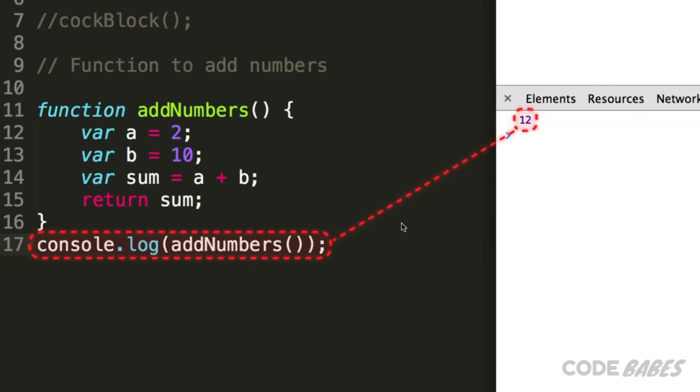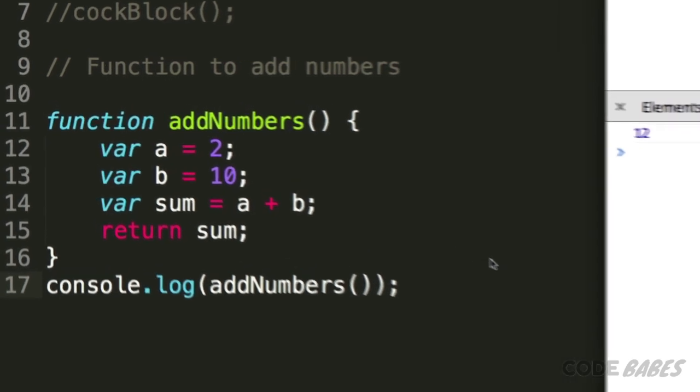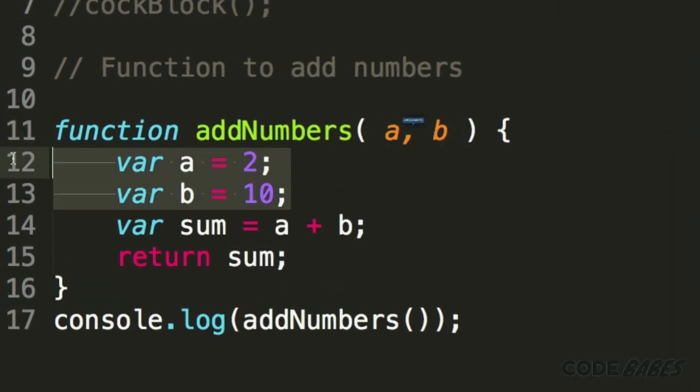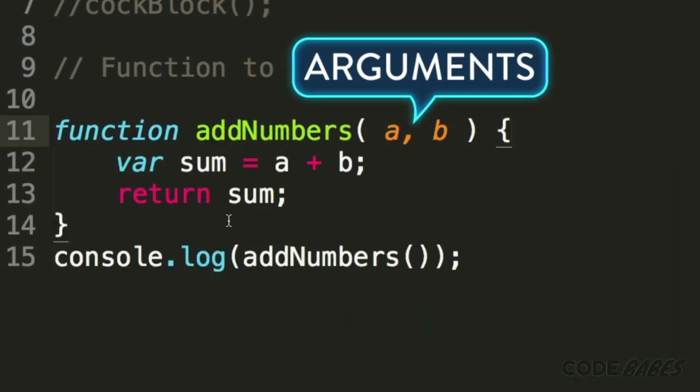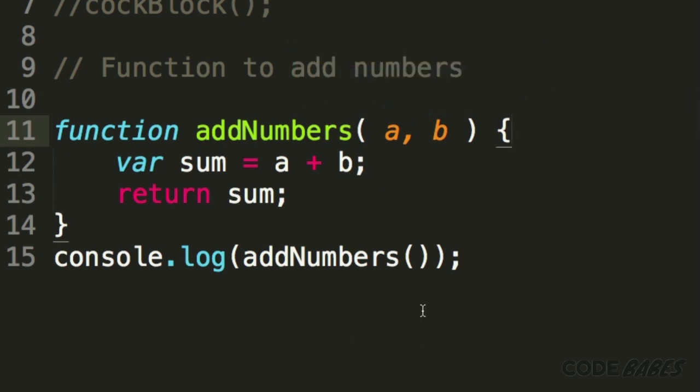But that's pretty rigid. Only thing we can get out is 12. That's where arguments come in. Instead of putting the variables in the function block, we'll put them in the parentheses after the function name, like this. Now, the a and b values are going to be passed in as arguments when the function is called. Call the function addNumbers, and then in the parentheses of the function call, we put the arguments. Let's do 7 and 11.